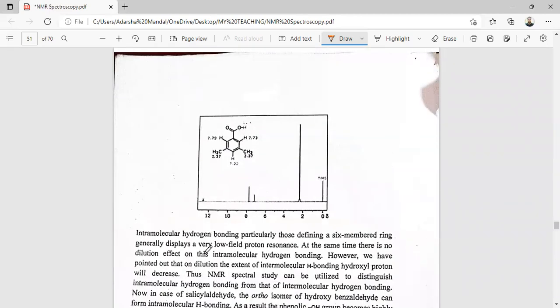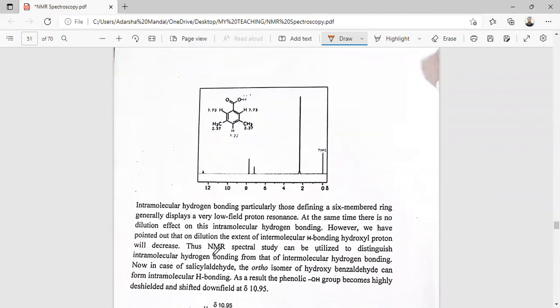So hydrogen bonding, particularly that defined in a 6-membered ring, generally displays very low field proton resonance. At the same time, there is no dilution effect on intramolecular hydrogen bonding. However, we pointed out that on dilution the extent of intermolecular hydrogen bonding of the hydroxyl group decreases, thus NMR spectral studies can be utilized to distinguish intramolecular hydrogen bonding from intermolecular hydrogen bonding.